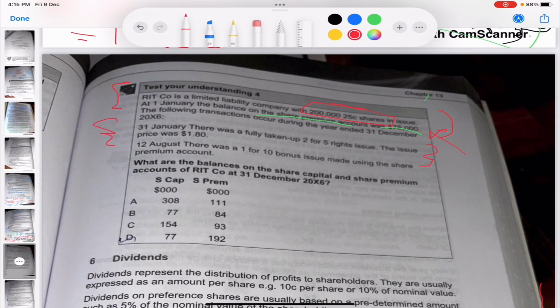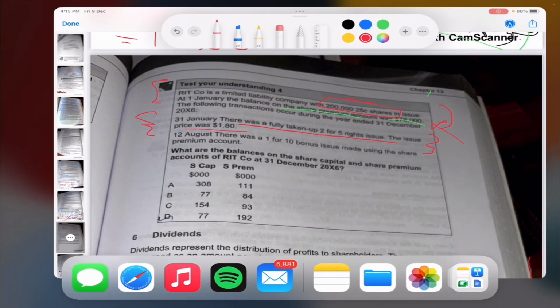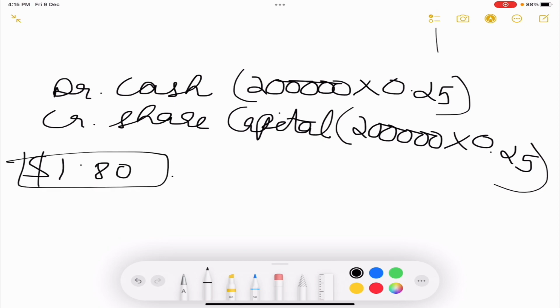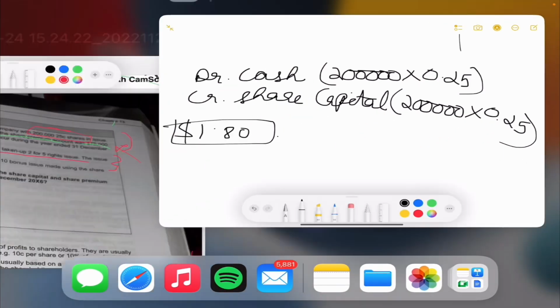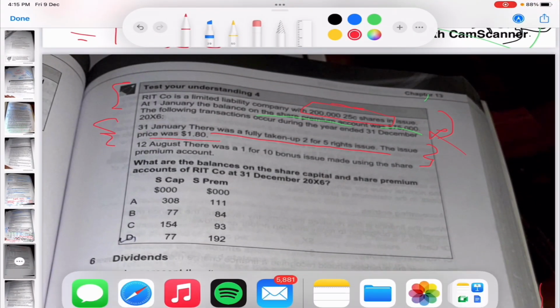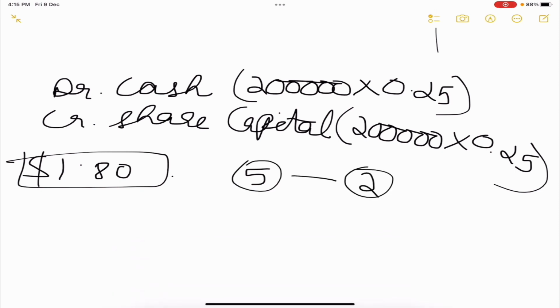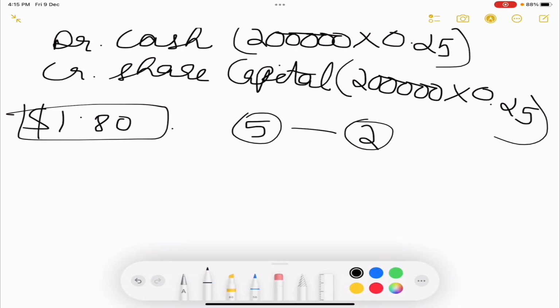Let's do this. There was a fully taken up 2 for 5 rights issue at 1.80. Okay. So now we have a rights issue at 1.80. What was the rights issue? The rights issue is, let's see that again, 2 for 5. So for every 5 shares, you are giving them 2 more at the discounted price or at a lesser price.